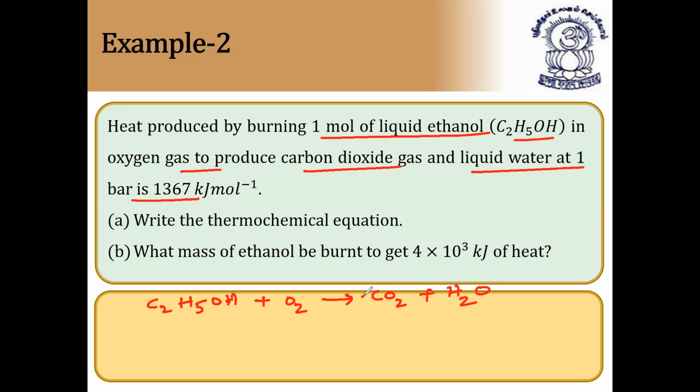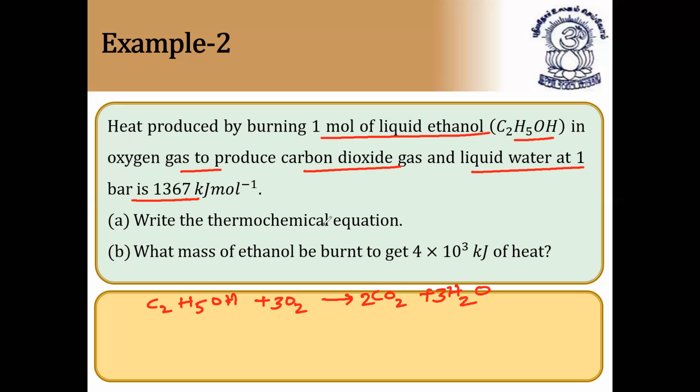Now balancing: first we balance carbon, 2 moles of carbon. Next, total 6 hydrogen, so 3 moles of water. Finally, we have to do oxygen. Here 1 oxygen, and on the right 2 times 2 is 4, plus 3 is 7. So on the left, 1 is there and we need 6 more, so simply we can say 3O2, because 6 plus 1 is 7, and on the right 4 plus 3 is 7. So this is a balanced chemical equation.